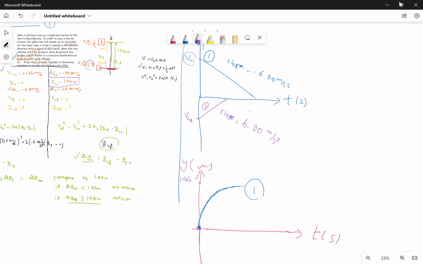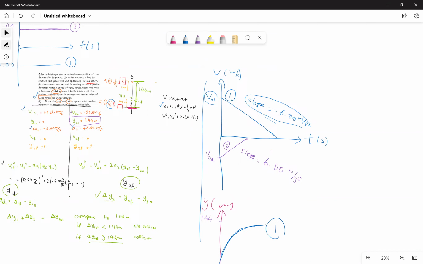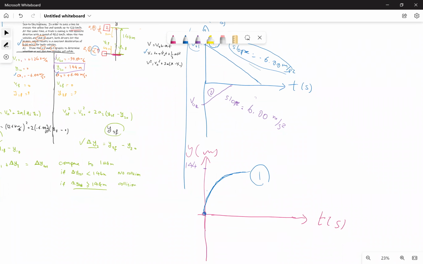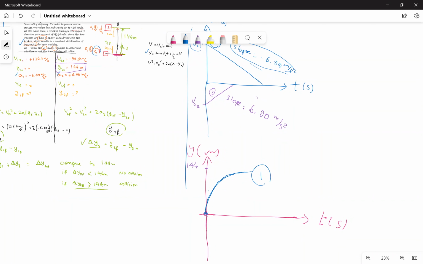So here is the graph that we drew for position for car one. And remember, the slope is positive at any given point. The slope is positive. The velocity is positive, so don't confuse that with the negative slope of the velocity time graph. The negative slope of the velocity time graph represents the acceleration, and it is here. Acceleration is negative, right? But the value of velocity at any given time is what you're looking at here.